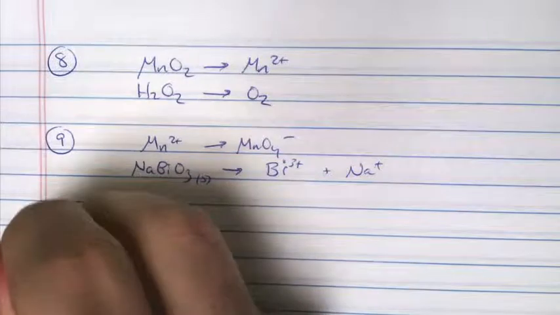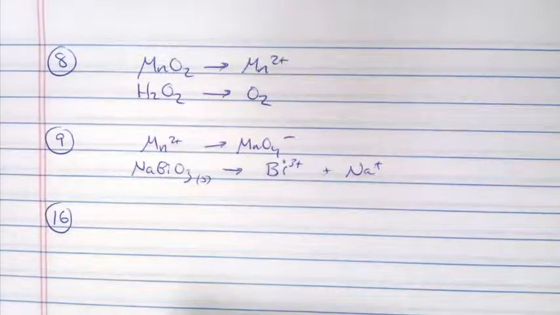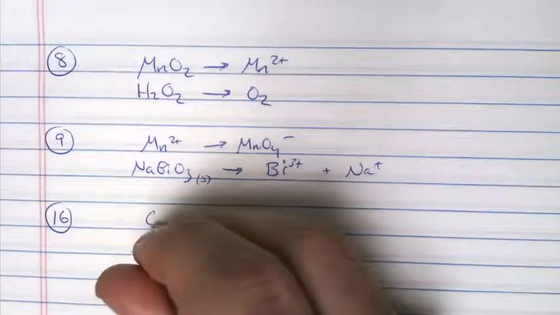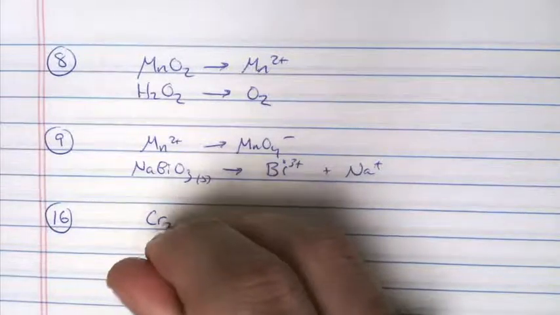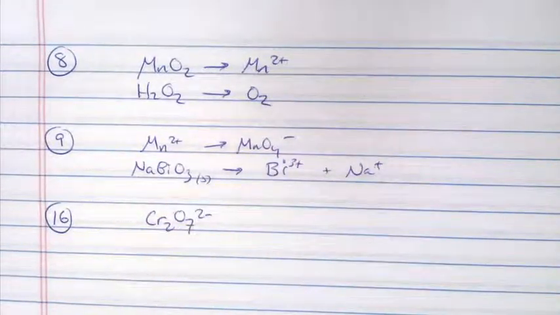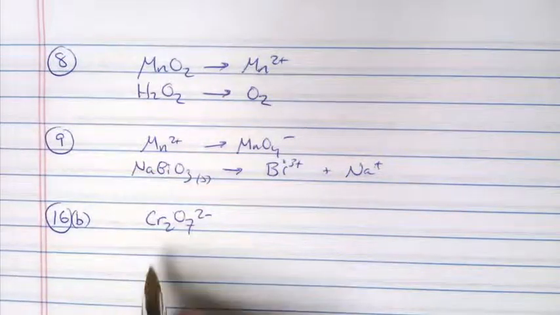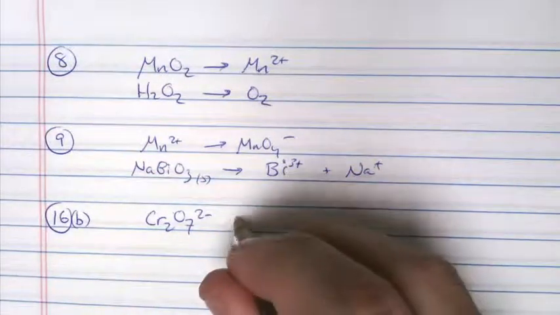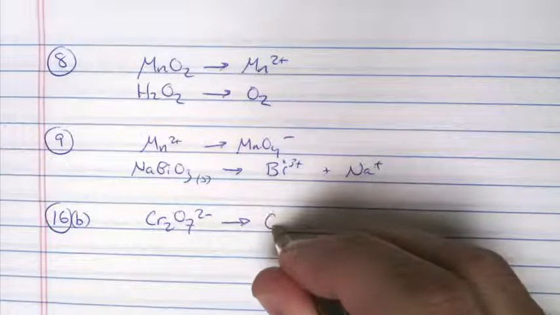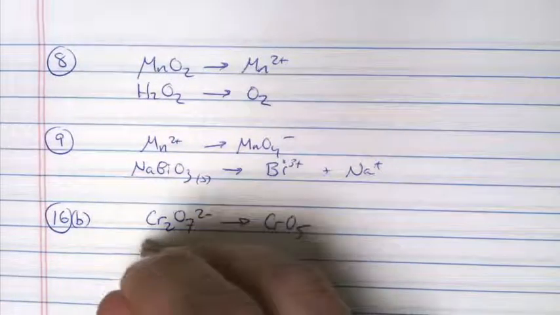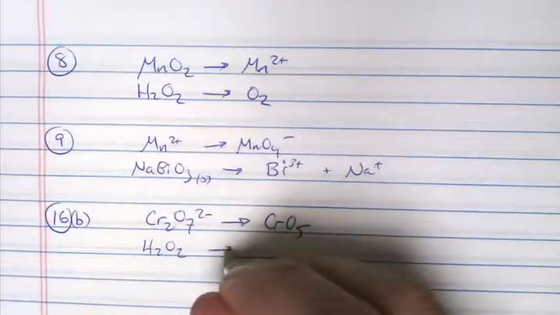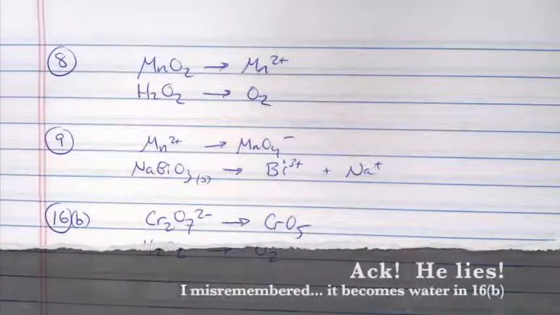Lastly, in number 16, again under very acidic conditions, you're going to be taking the dichromate ion that you made in 16A, so this is 16B, remember. You'll be taking that dichromate ion from that step and be turning it into CrO5. That will also involve H2O2 becoming oxygen gas.